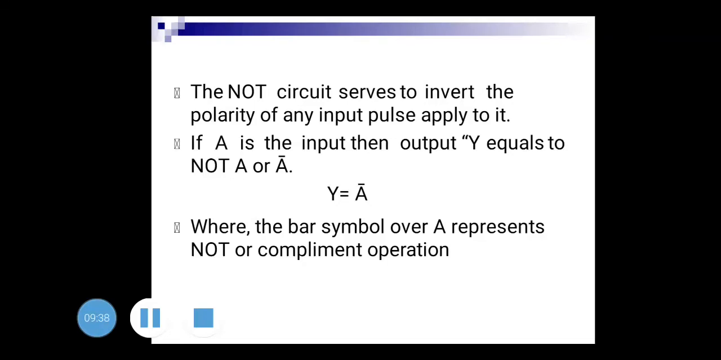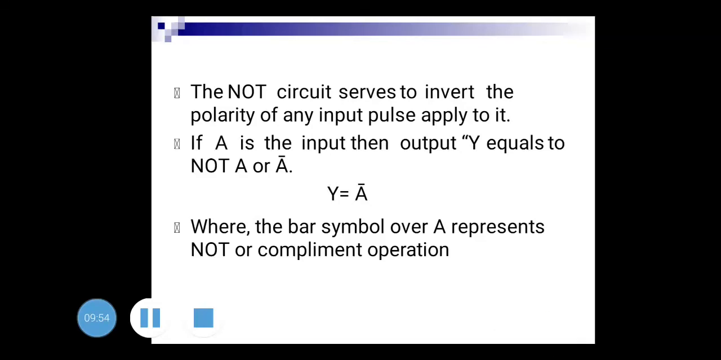The mathematical equation of NOT gate is as shown here. Y is equal to A bar. The upper bar which is shown there is nothing but your NOT gate. So A is the input, and above that you have to give one line, that bar, so that is your NOT gate.